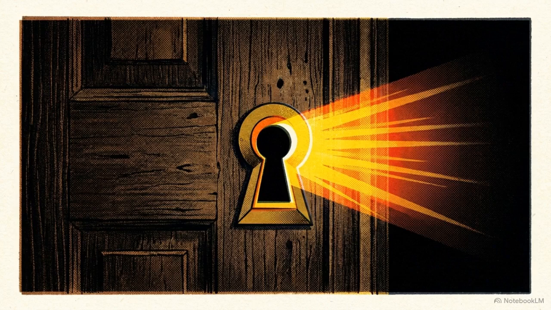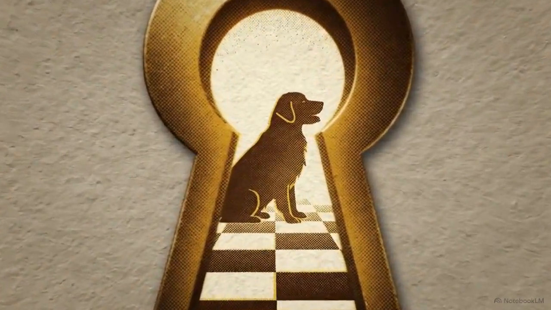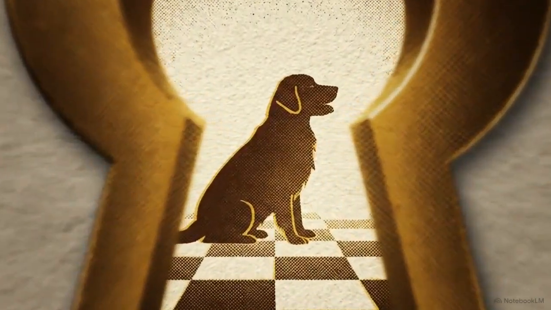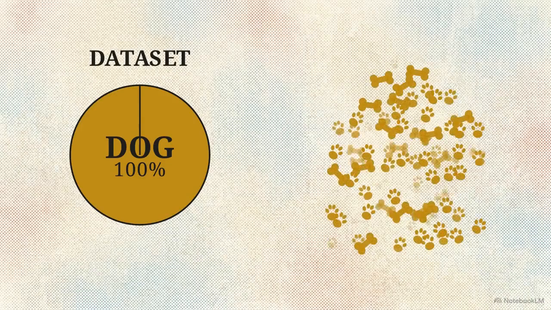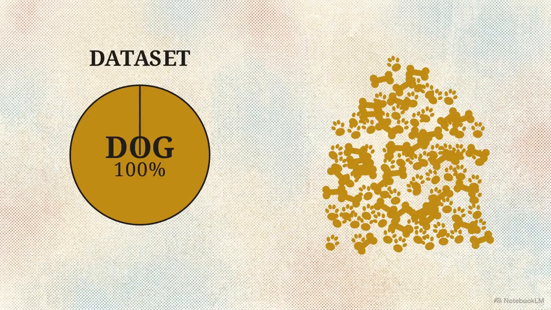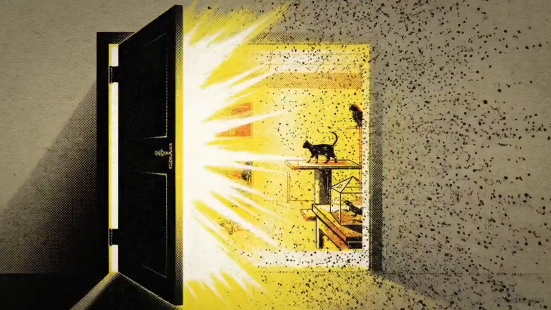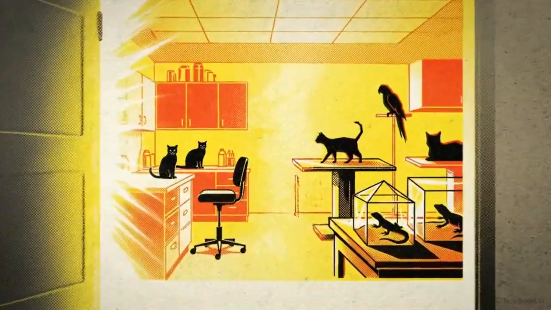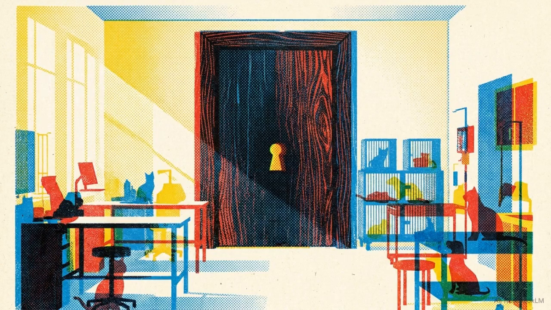Imagine you're peering through a tiny keyhole into a locked room. From this highly limited angle, you can see exactly one thing: a single dog sitting on the floor. If that narrow glimpse is the only information you have, you'd have every reason to conclude the whole space is just a home for dogs. But when the door finally swings open, you realize you're actually standing in a busy veterinary clinic, surrounded by cats, birds, and lizards. By looking only through that tiny opening, you missed the real story.